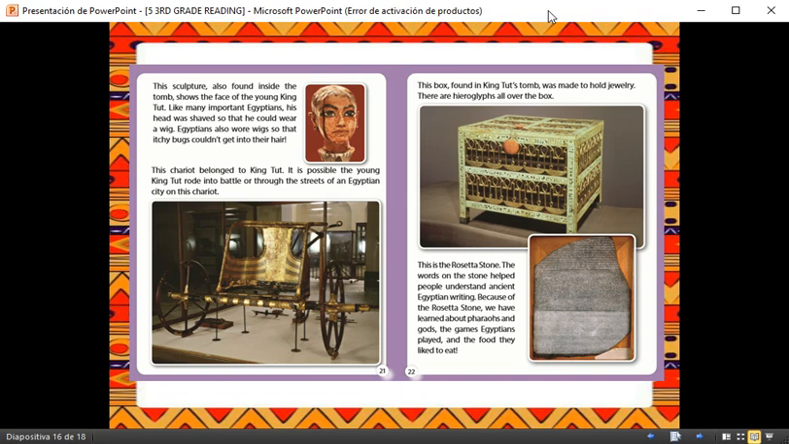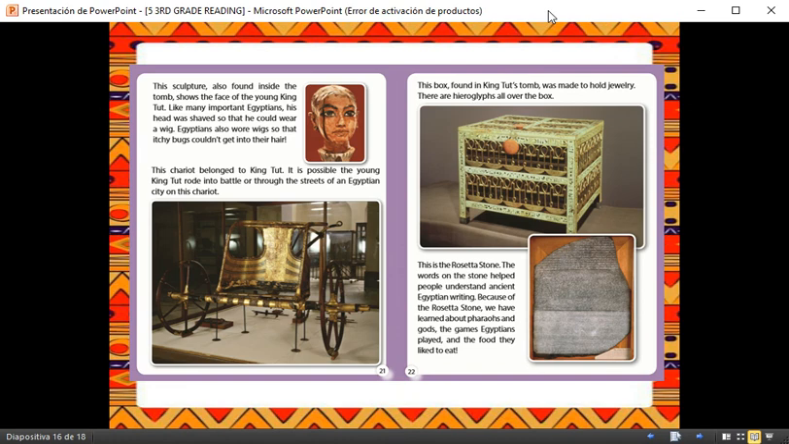This sculpture, also found inside the tomb, shows the face of the young King Tut. Like many important Egyptians, his head was shaved so that he could wear a wig. Egyptians also wore wigs so that itchy bugs couldn't get into their hair.